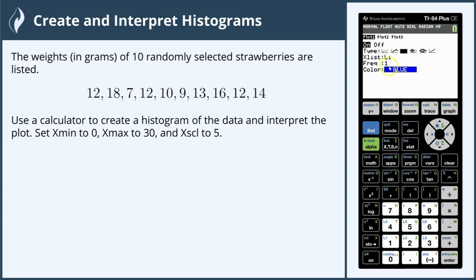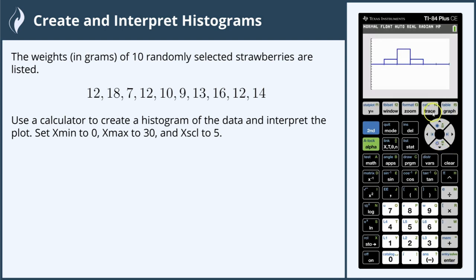Now before we click on the graph button, we still need to set our window, so we click on the window button right here. They told us to set our x-min to 0, our x-max to 30, and our x-scale to 5. Once we've done that, we can press Graph, and we see we have a histogram here.